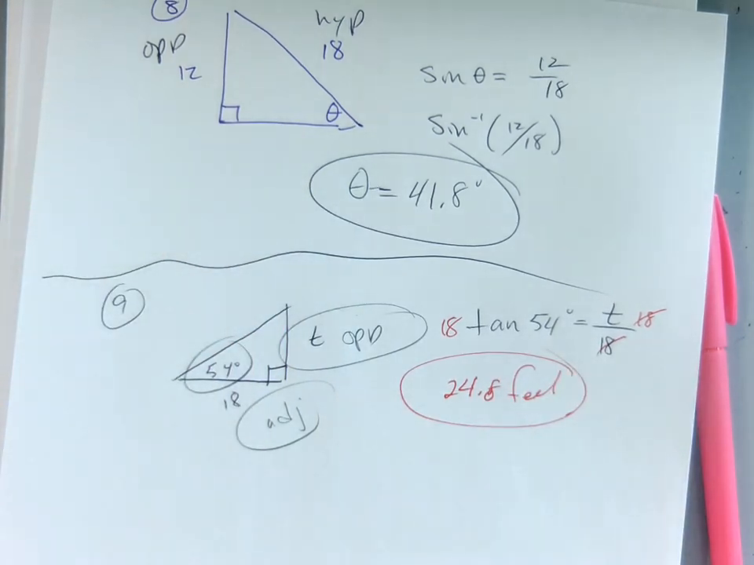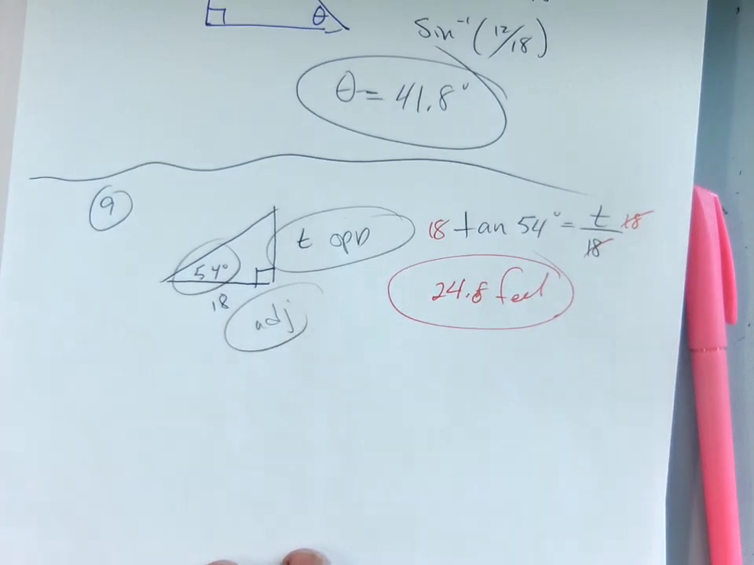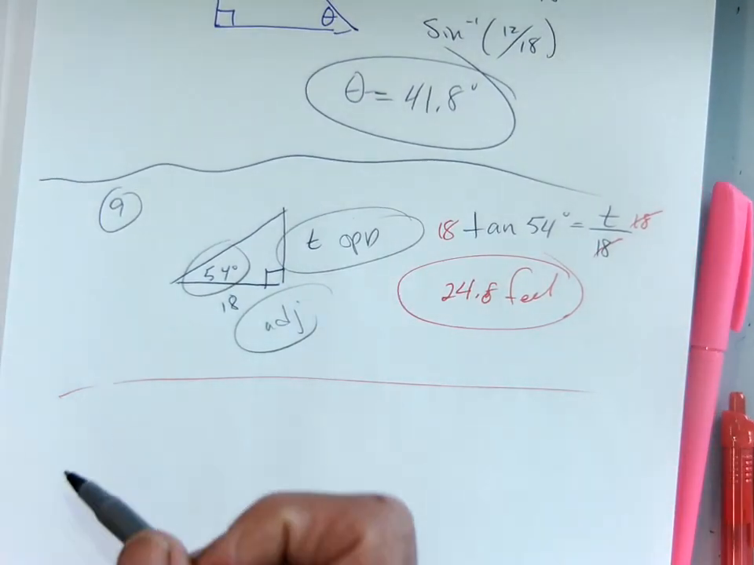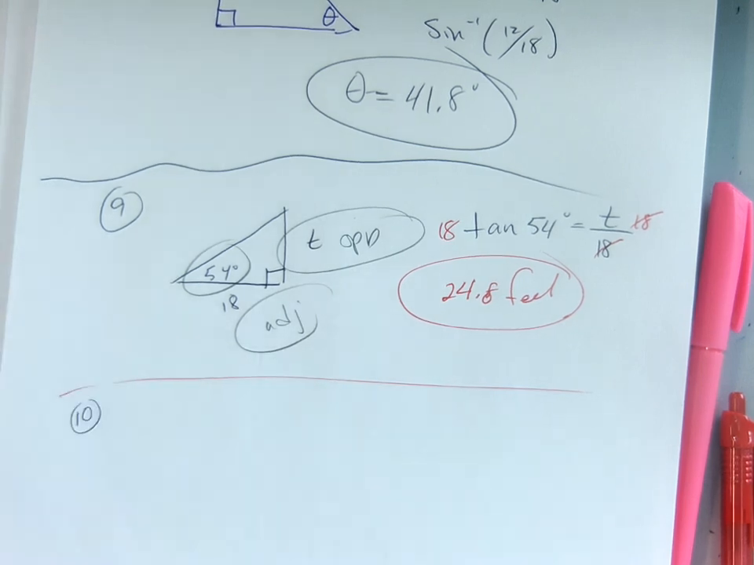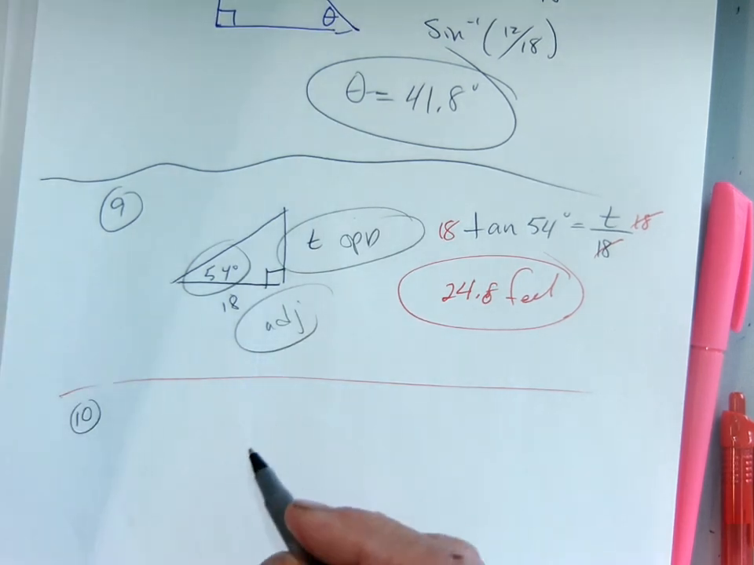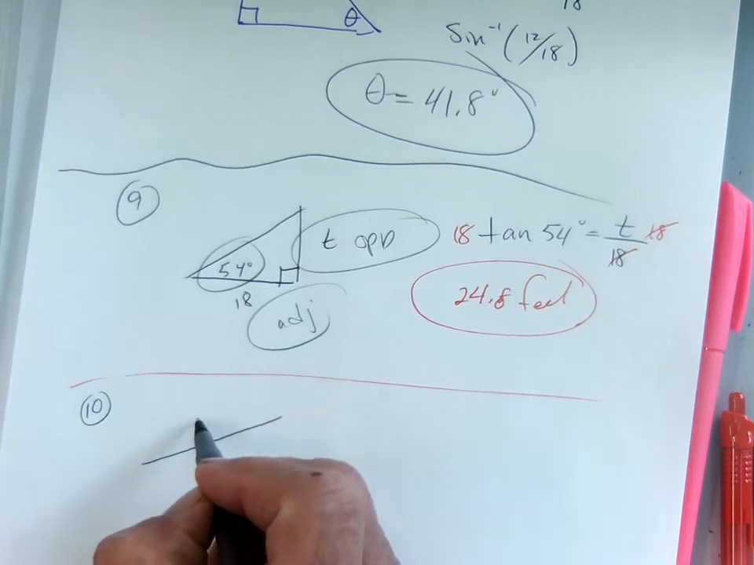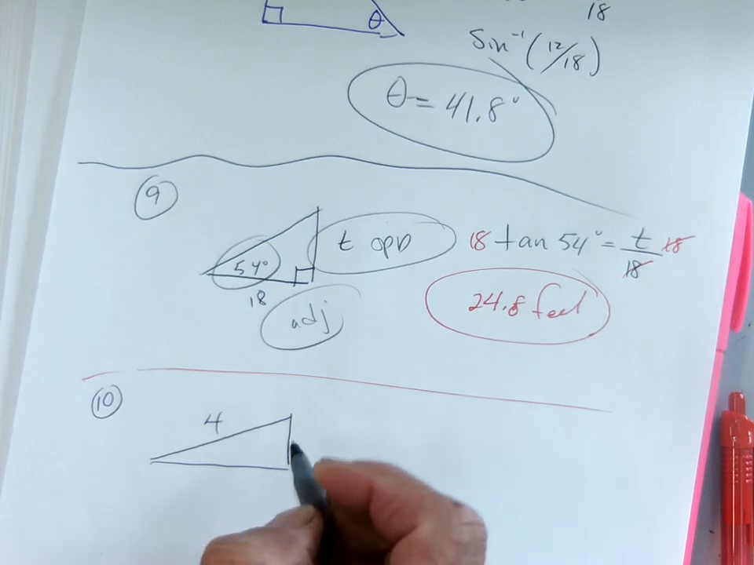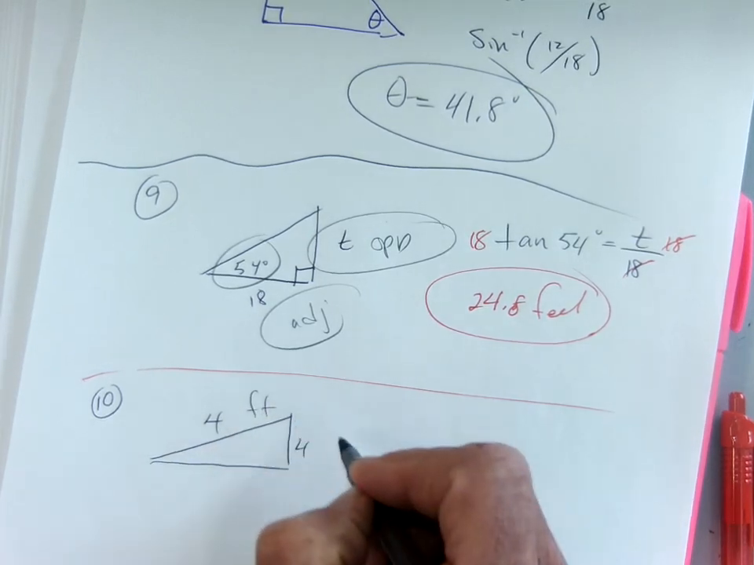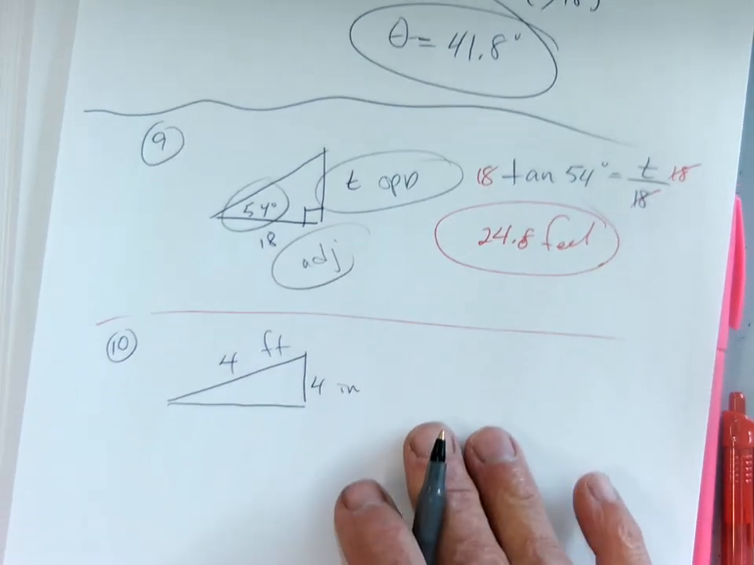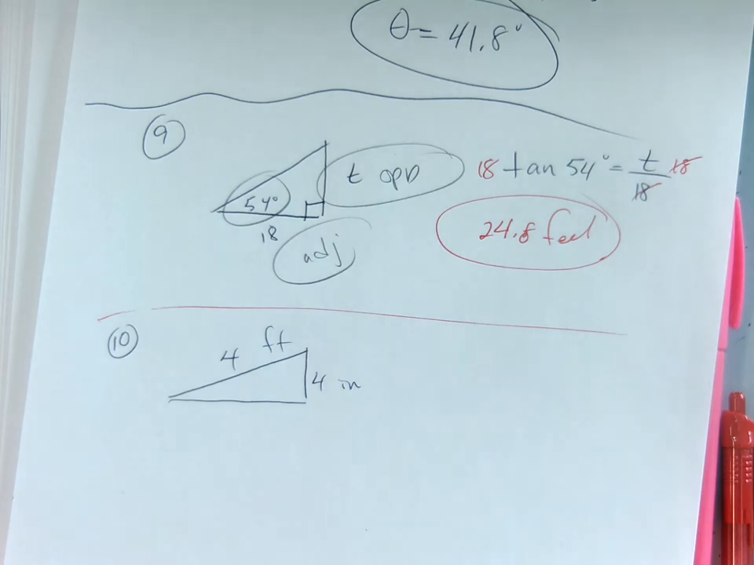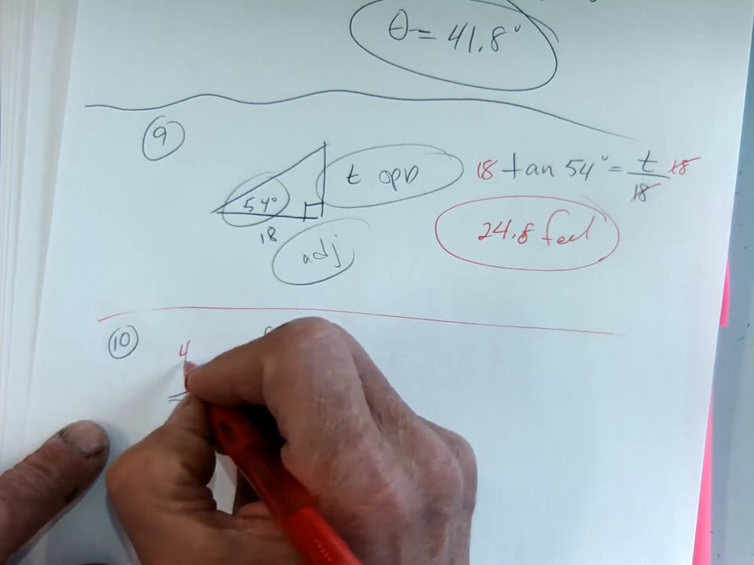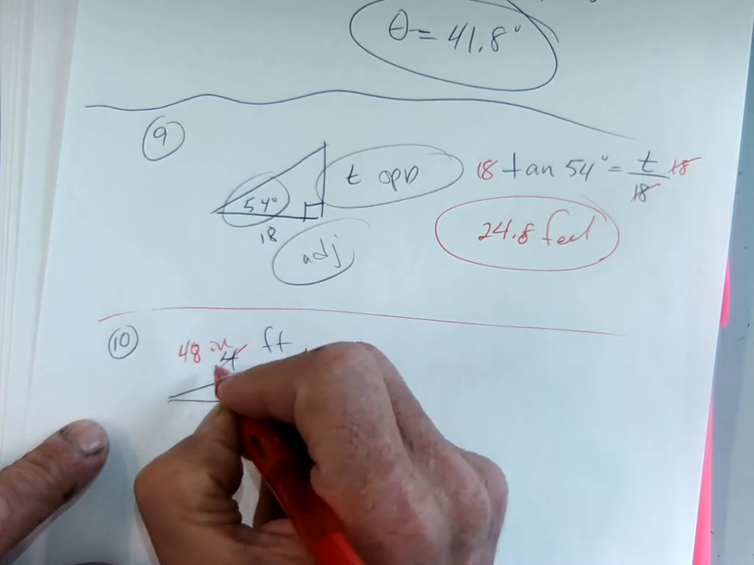How am I doing? Okay, we are almost done. Number 10. Okay, wheelchair ramp. The length of the ramp is 4 feet. Oh yeah, you guys got to be careful. 4 inches. Don't blow this one. What do I have to do? I've got a problem. Yeah, I'm going to convert. Let's just make this into 48, right? 48 inches. You guys okay with that?